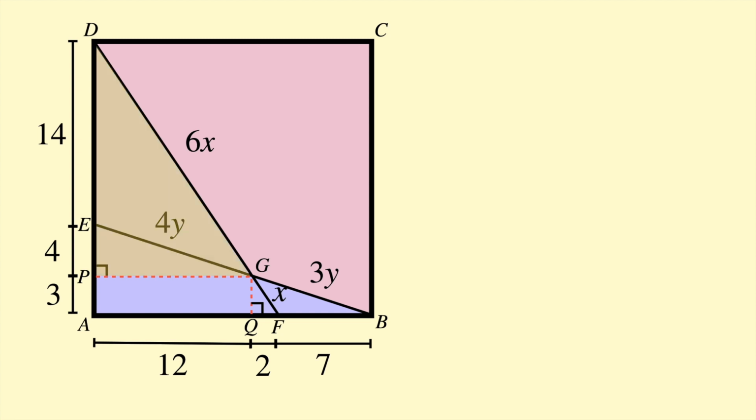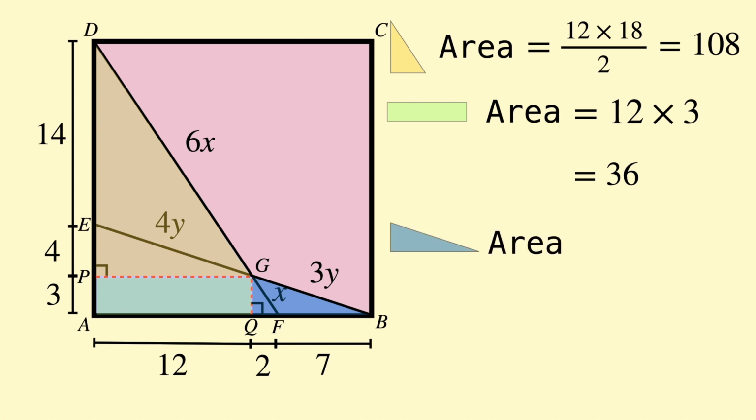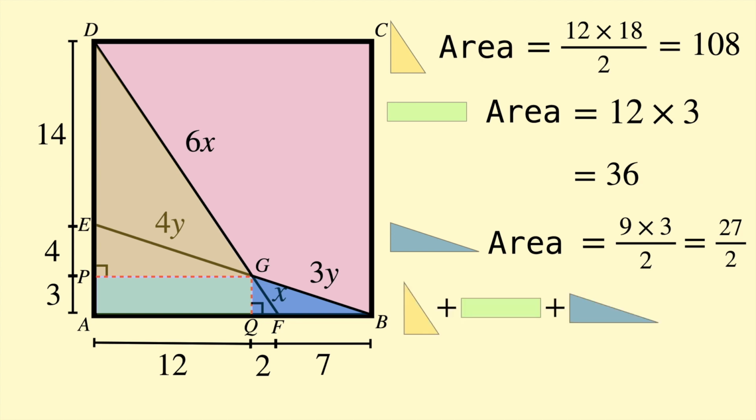Firstly, focusing on the right triangle I've highlighted in yellow, that area is going to be base times height divided by 2. So 12 times 18 divided by 2, that is 108. The rectangle I've shaded in green. That's just the width times the length, sorry. 3 times 12 is 36. And the final right triangle I've highlighted in dark blue, that area is going to be base times height divided by 2. That's 9 times 3 divided by 2. That's 27 on 2. Then we can sum these 3 areas. So 108 plus 36 plus 27 on 2 will give us the total blue area. Adding those 3 areas together, we get 157.5.